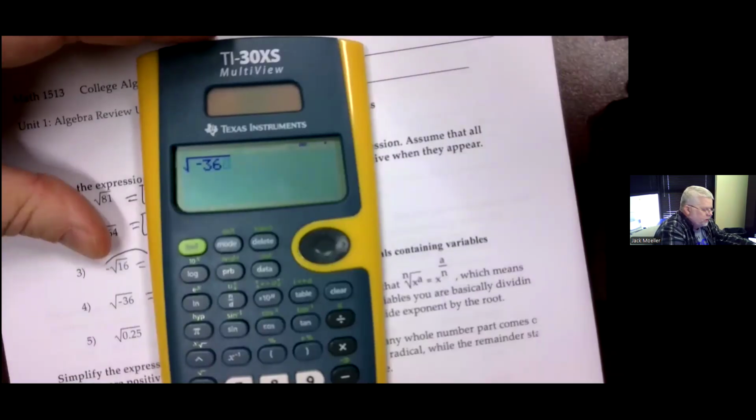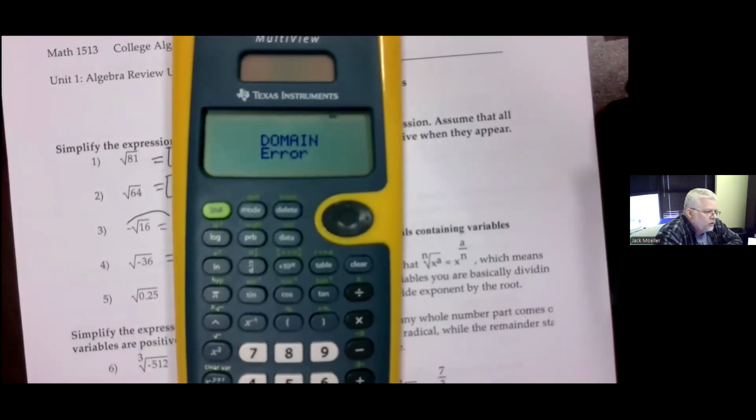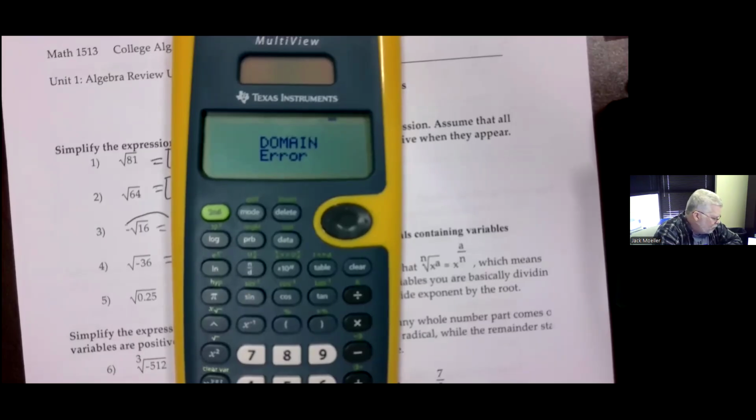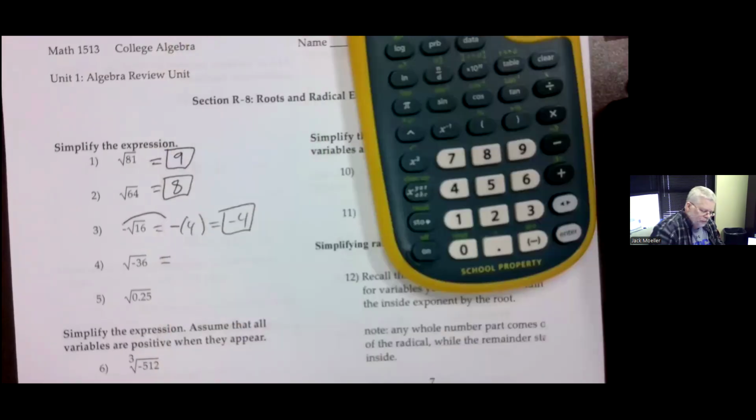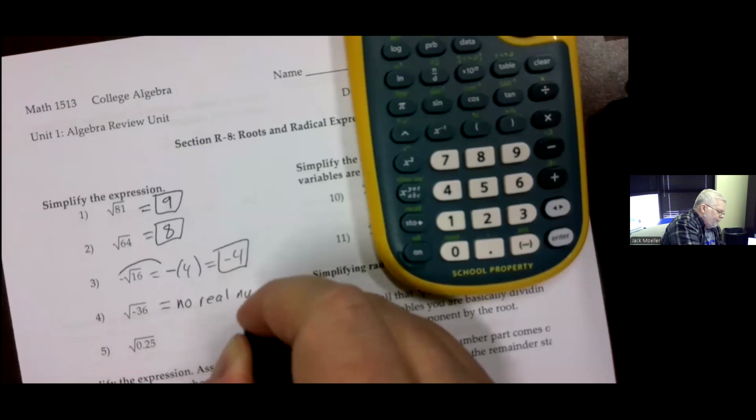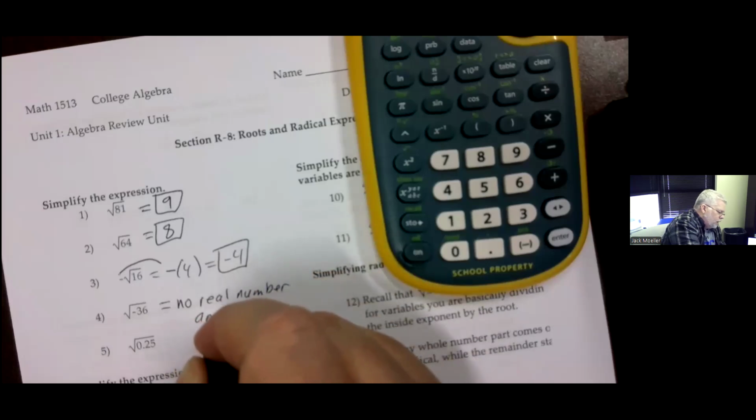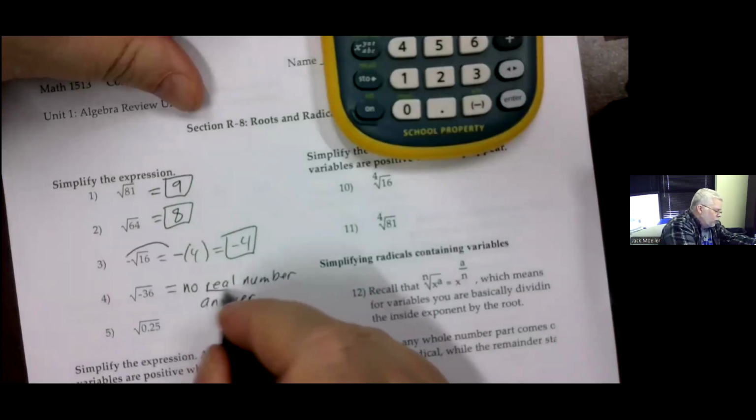So square root of -36, hit enter, you get domain error. All right, so what does domain error mean? Well, we'll talk more about domain and range in later units, but domain is like the X's you can plug in to get an answer. So when you're getting a domain error, that means that there are no real number answers. So the actual answer to this is no real number answer. It's not that there's no answer, there's no real number answer.